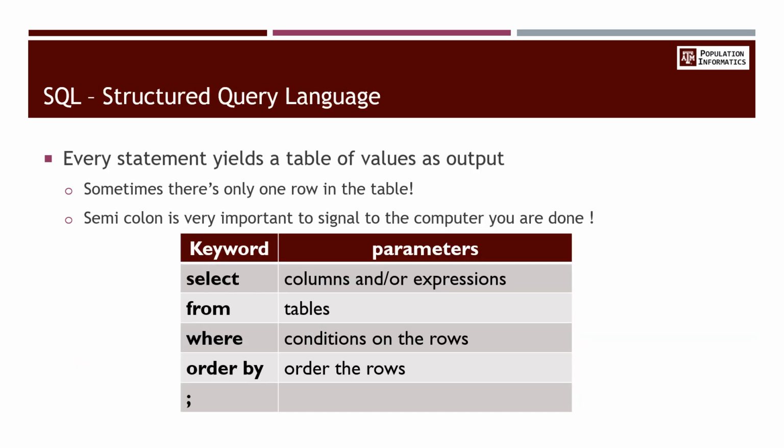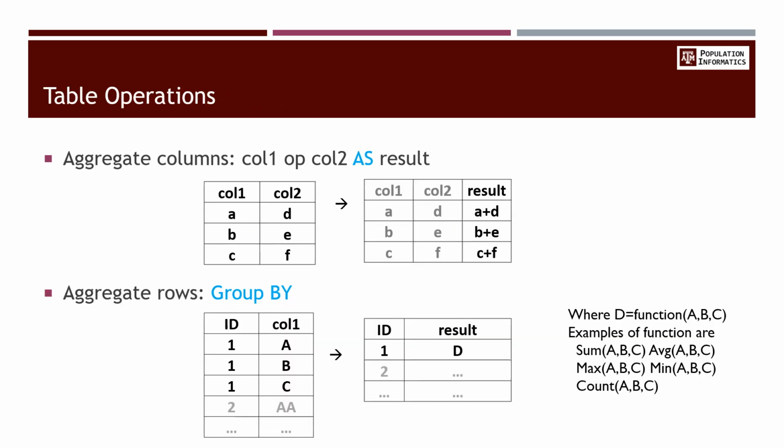Let's recap what we have learned till now. Every SQL query will return a table of values as output. Sometimes there is only one row or even none. You can build simple SQL queries using only a small handful of keywords such as select, from, where, and order by. Now, let's learn about aggregating rows and columns.